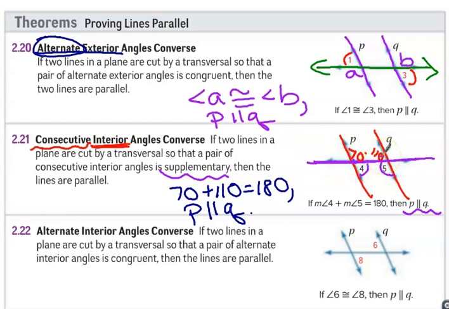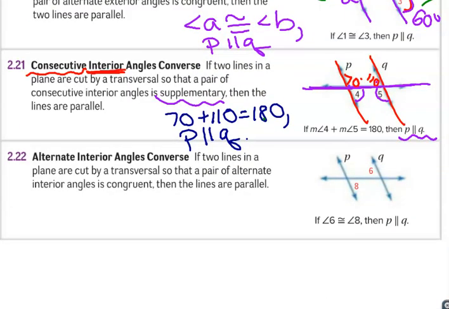So alternate exterior angles are congruent. If angle 1 was 60 degrees, angle 3 would be 60 degrees. If they're on the same side, they have to add up to something. If they're alternate, they equal each other. Going back to what you learned last time about angles, are they equal to each other or do they add up to something?